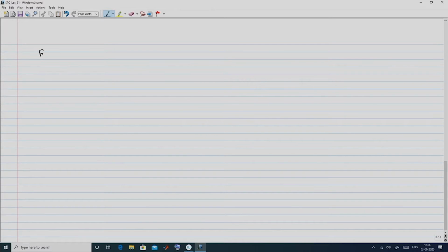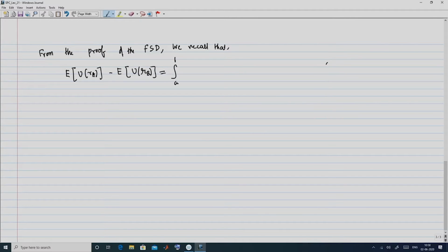Okay, so now proceeding with the proof, we start off with where we had left in the proof for FSD. From the proof of the FSD, the first order stochastic dominance, we recall that the expected utility on the first asset minus the expected utility on the second asset is integral a to b u of r d of F_A of r minus F_B of r.